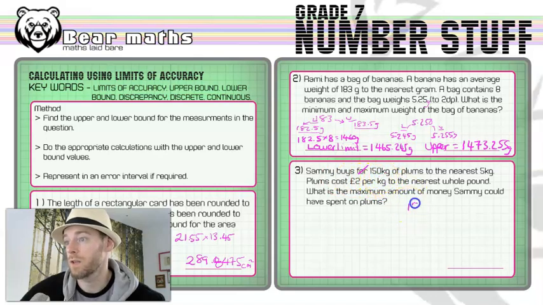So 150 kgs to the nearest 5 kgs. So we're going to think of 2.5 either side of that. So that's 152.5 for the upper, and for the lower we're going to have 147.5. We thought of 2.5 either side of this 150.